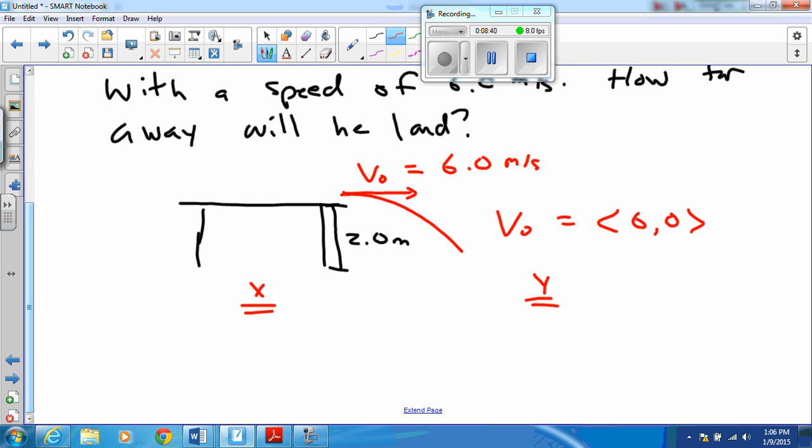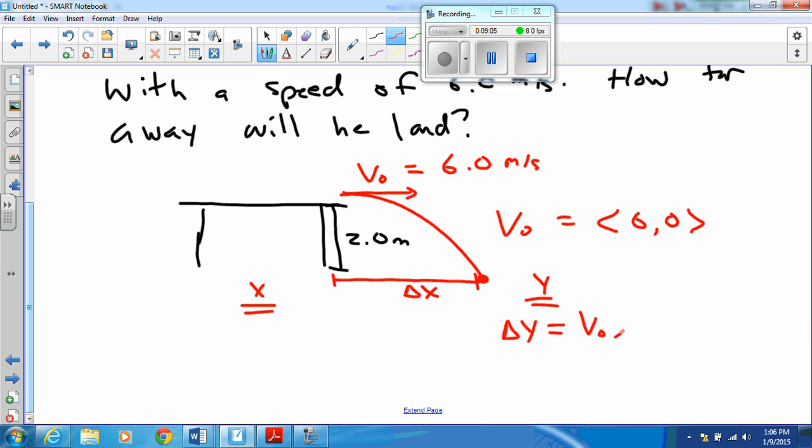In the y direction, what I'm looking for is how far away he is when he lands. So I'm looking for this guy right here. Specifically, I am looking for delta x. And what I know is that he hits the ground, which means he hits the ground when, here's the key, when y equals 0. That's exactly right.